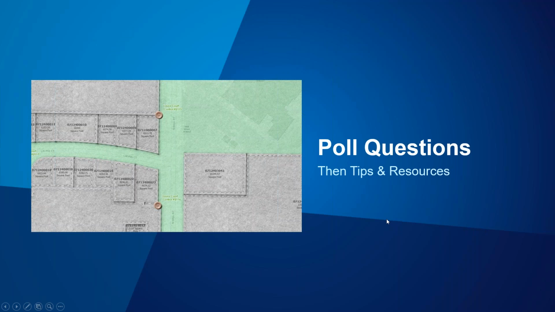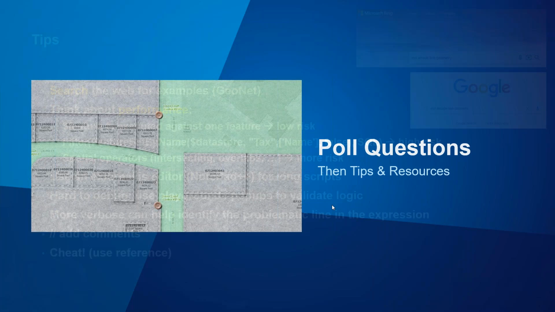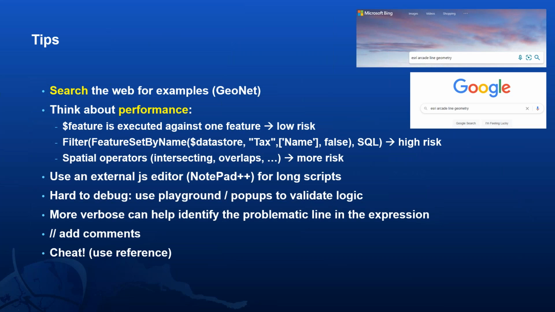Thanks, Jason. So some tips. The first tip is search. Just Google it or Bing it or whatever search engine you use, and you'll usually get the right documentation or other people with the same question, many times with the answer. The second thing is think about performance. I've done some bad things to tell you to think about that.